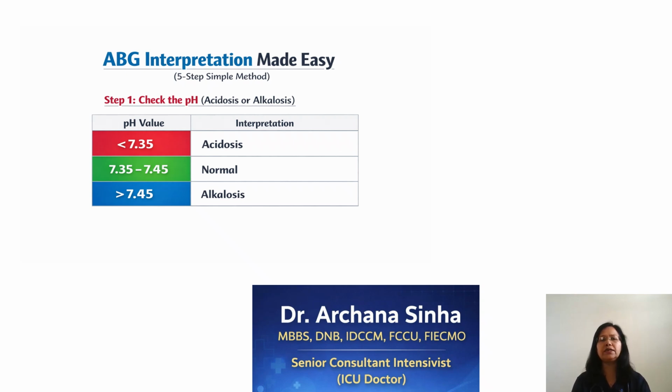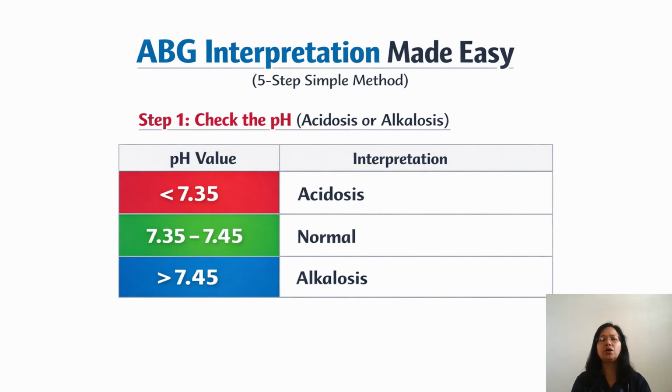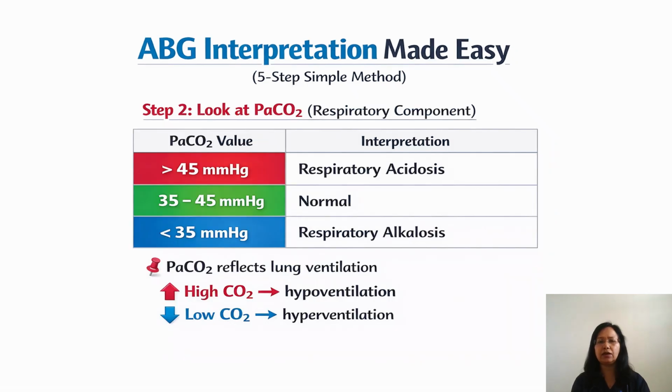We learn about the ABG in 5 very simple steps. So how to interpret the ABG? First, we'll see the pH. The normal pH is 7.35 to 7.45. If pH is less than 7.35, we call it acidosis. When pH is more than 7.45, we call it alkalosis.